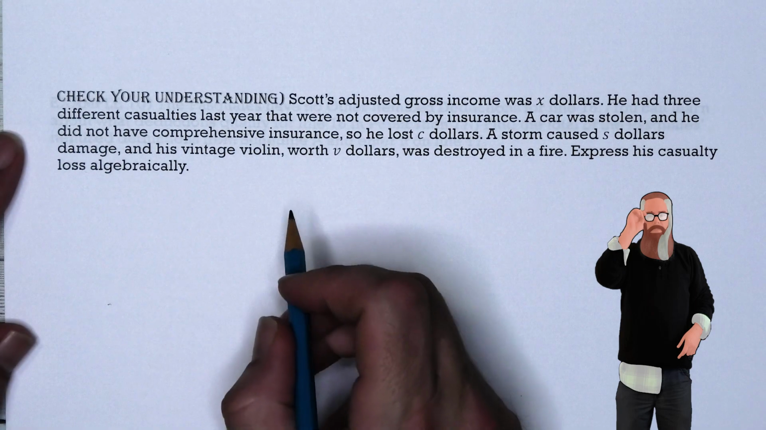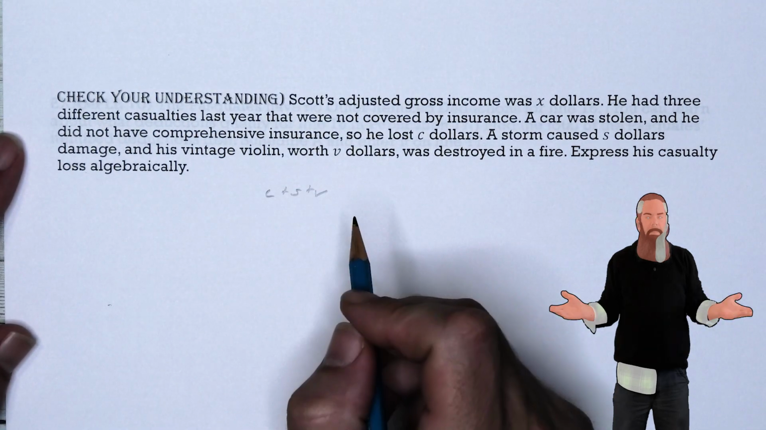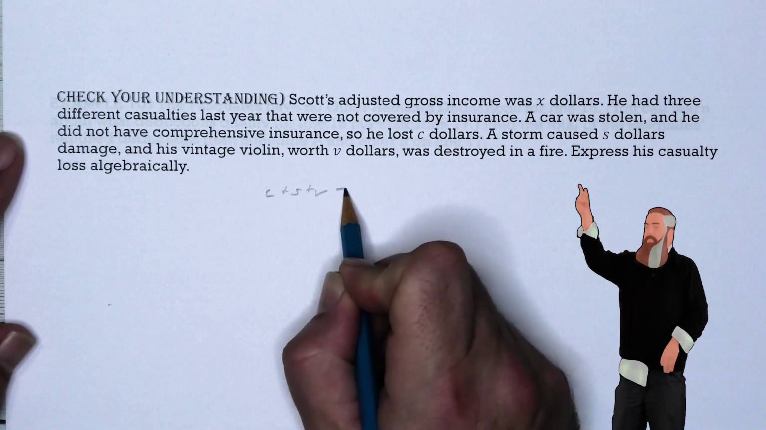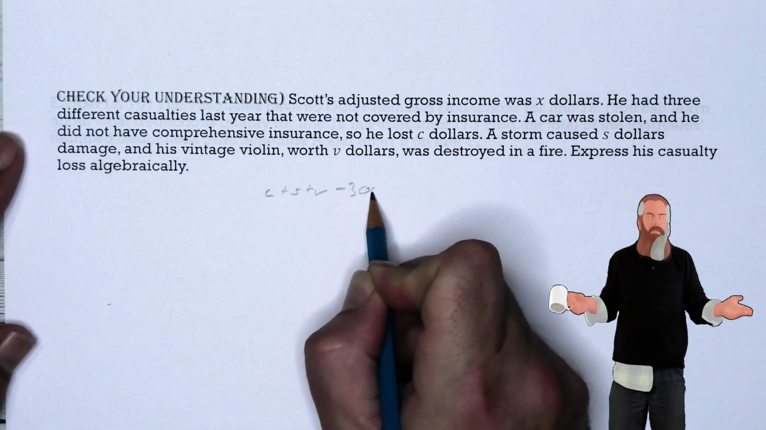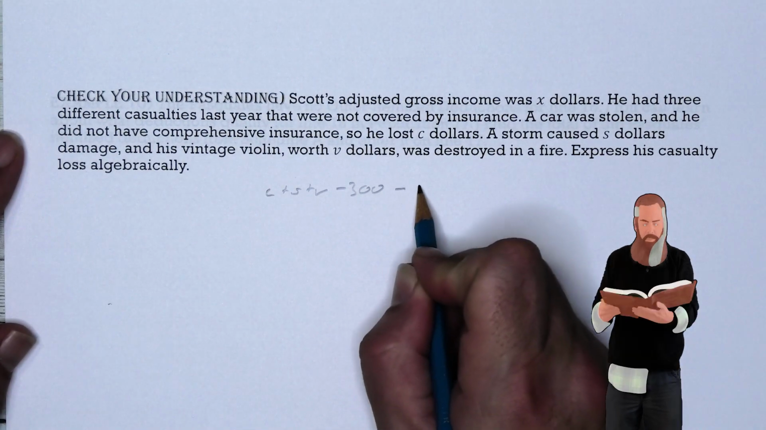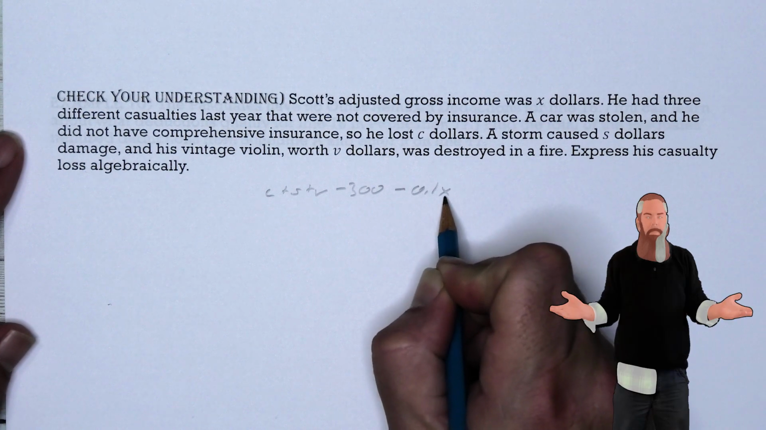Now, we know that the casualties were C and S and V. We also know that we have to deduct $100 for each of these casualties. Being that there's 3, we can subtract $300. And from this, we want to figure out what is 10% of the income, or 0.1 times X.